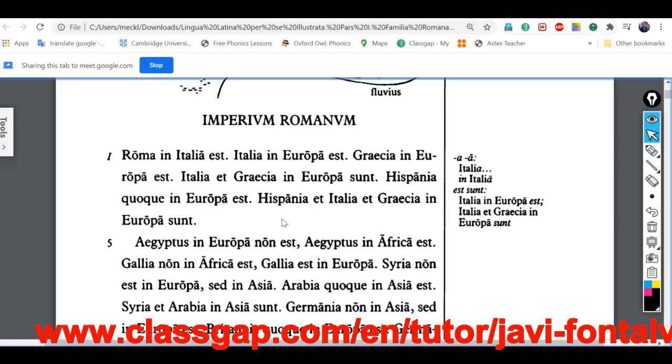Hispania quoque in Europa est. What do you think that means? Spain also is in Europe. So, Spain is also in Europe. Hispania et Italia et Graecia in Europa sunt. So, Spain and Italy and Greece are in Europe.